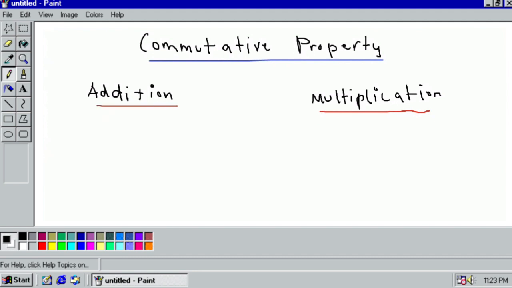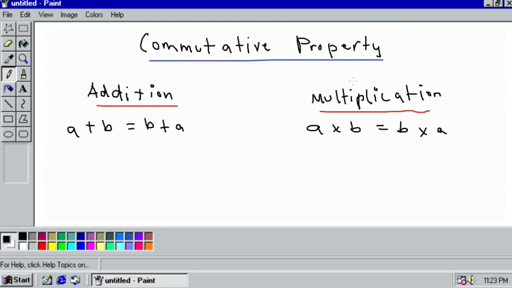This property states that the order of addends or factors does not affect the result. For example, if we have a plus b, when we invert them, that will give us b plus a. That means both of these are equal. The same goes for multiplication: a times b is equal to b times a.